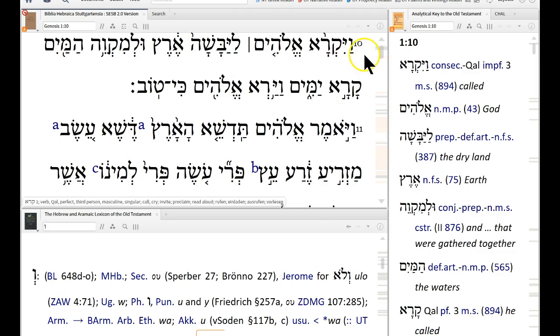Verse 10: Vayikra Elohim layabashah eretz. God, well, I'll read the whole thing and then we'll do it. Ul'mikveh hamayim kara yamim, vayar Elohim ki tov. Elohim called to the yabashah, Elohim named the yabashah eretz. We have the same thing. Is this the same eretz that it's speaking of in 1:1? Is what's being spoken of in 1:1 kind of an uncollected earth at that point? Interesting questions. We don't really know here. We should keep reading to see. To the collection, mikveh. This is a word that occurs in Rabbinic Judaism, like a bath is called a mikvah, I think, a collection of waters.